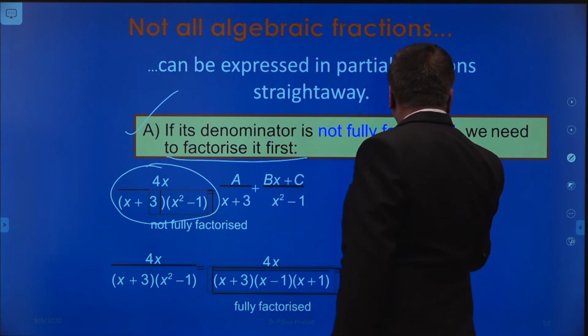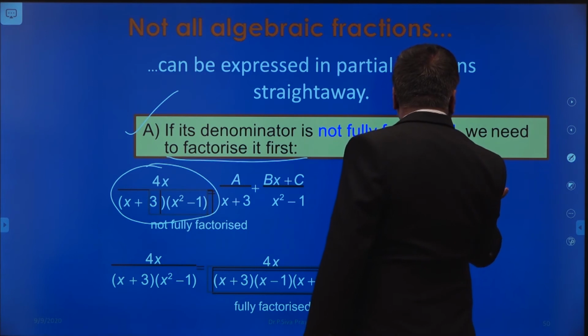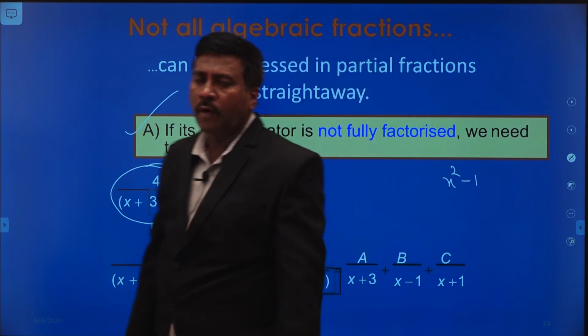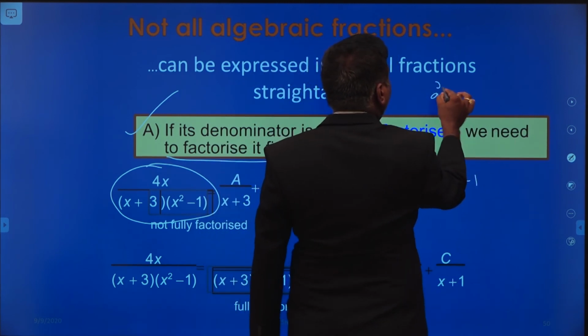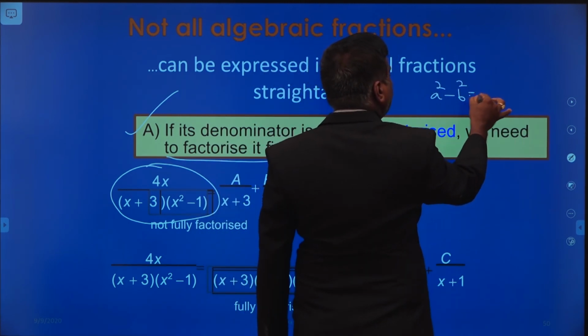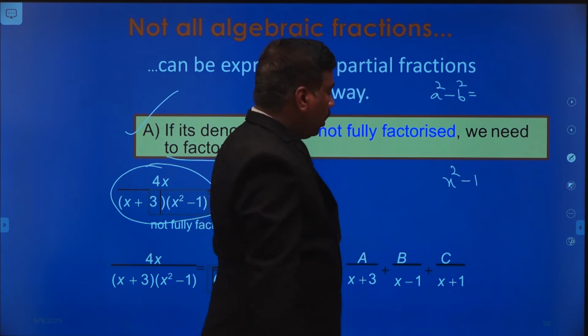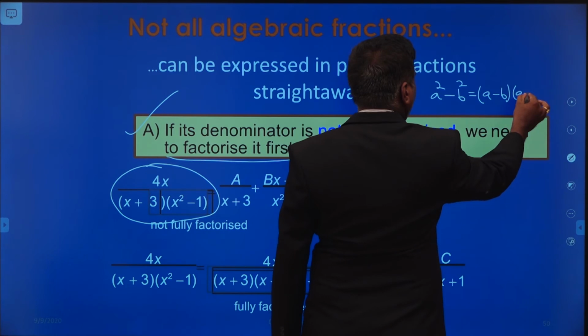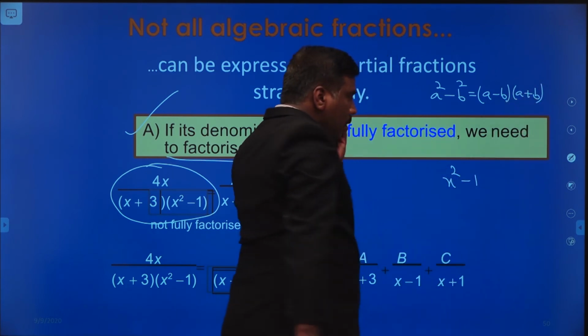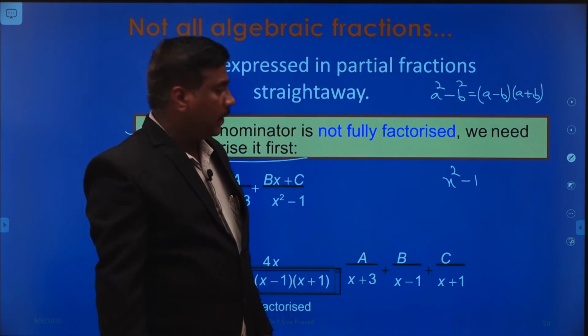In that, for x square minus 1, you already have to know the formula. What is the formula for a square minus b square? That is equal to a minus b into a plus b.